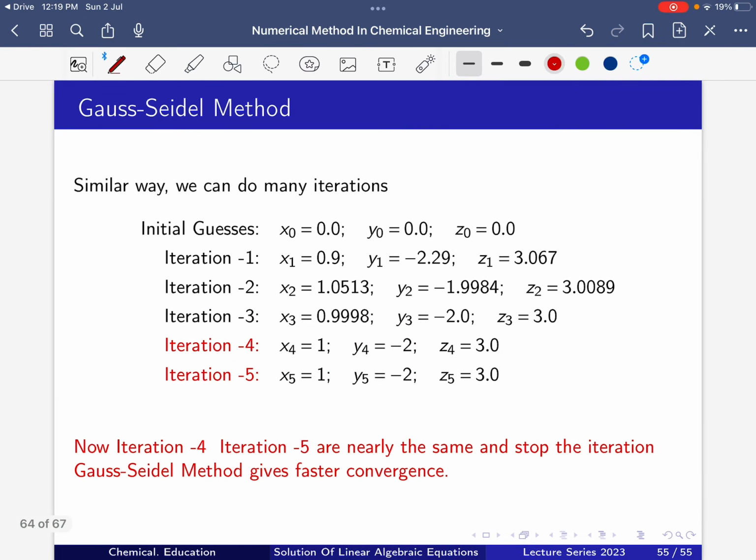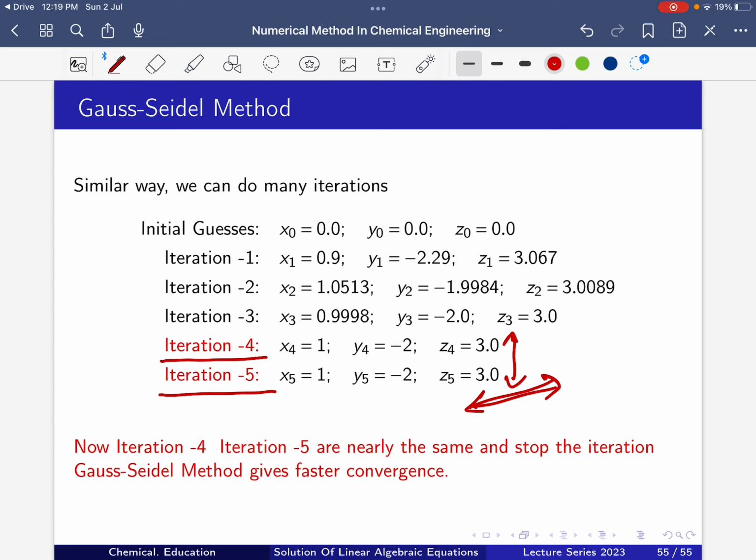Now if we do the calculation in a similar way, at iteration number 4 and iteration number 5 we get x4 equal to 1, y4 minus 2, z4 3, and x5 again 1, y5 minus 2 and z5 3. Here, for two consecutive iterations, the variable values are nearly the same, or if you take the difference, it will be very small. So we can say that we have achieved convergence, and we can stop the iteration.